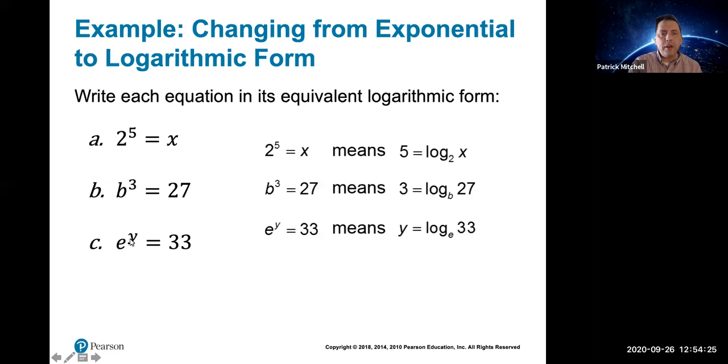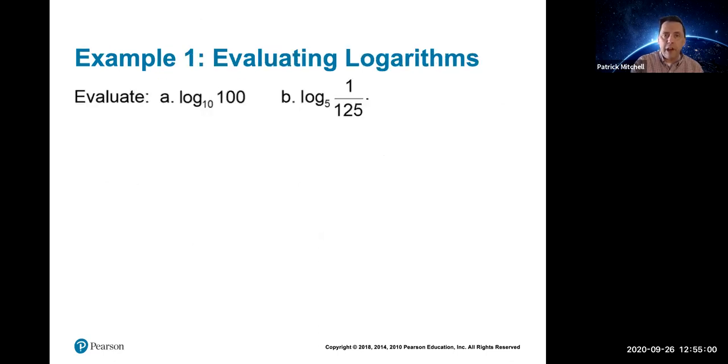And then finally, we have e to the y equals 33. So this is our new friend e that we met in the last section. That doesn't even matter right now. e could just be a symbol. The base is e, and the exponent is y. So the exponent is the logarithm. So the logarithm is going to equal y. y equals log base e of 33. If you can get that down, switching back and forth between exponential and logarithmic form, you should have an easier time in this chapter.